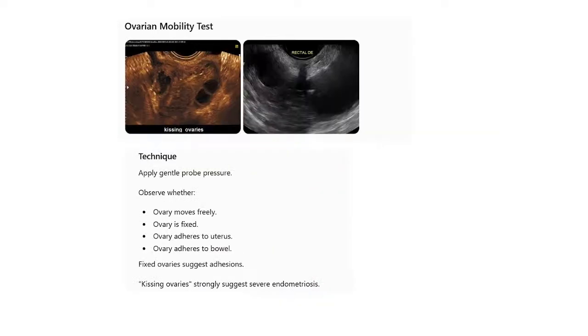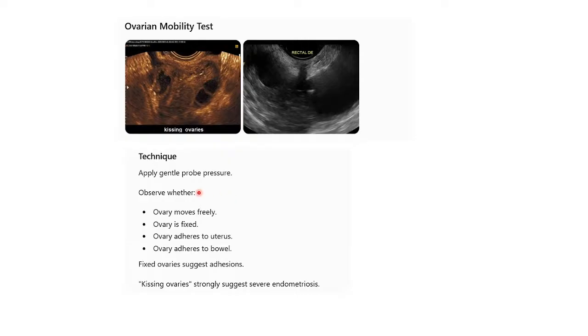So, ovarian motility tests, ovarian motility sign, the kissing ovaries. What is it called when you say kissing ovaries? It means the ovaries get in contact with each other, so they're bigger. You say that they come into contact with each other.